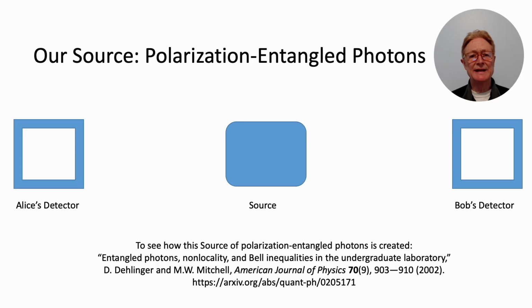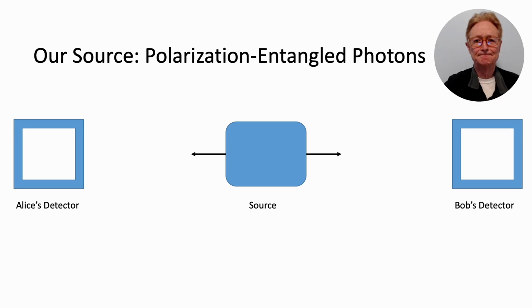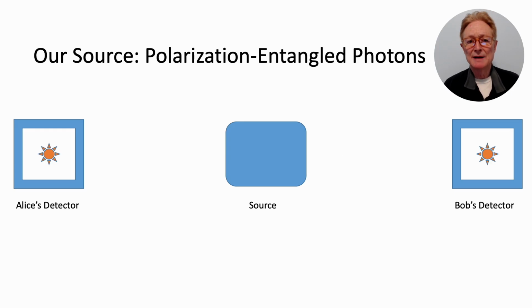I'm not going to explain how the polarization-entangled photons are created. You can read those details in Dehlinger and Mitchell's papers cited here if you're interested. All that matters for our purposes is the behavior of these entangled photons. In each trial of the experiment, one of the entangled photons will be emitted from the source towards Alice's detector, and the other will be emitted towards Bob's detector. And as long as Alice and Bob don't put anything in their photon's paths, the photon will trigger a click in their detector.